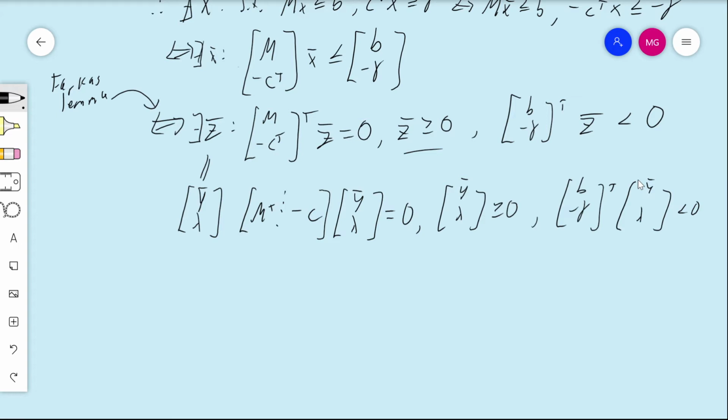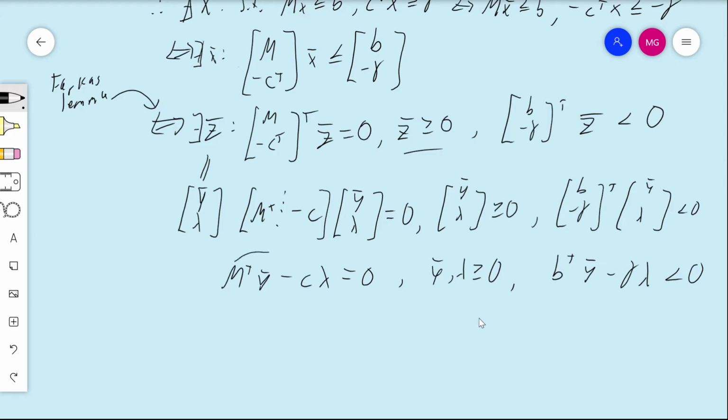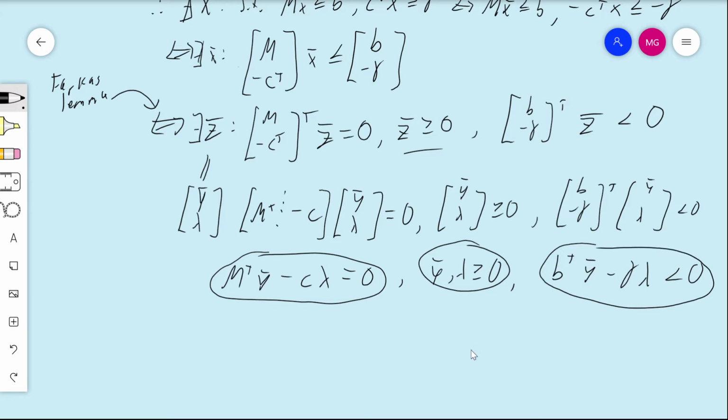You see, if we do the multiplication here, we're going to get M transpose y bar minus c times lambda equals 0. The next part will tell us that y bar and lambda are both non-negative, where lambda is, of course, just one component and y bar is the rest of the entire vector, but nonetheless, they're both non-negative. And then finally, b transpose y bar minus gamma times lambda is negative. With these three conditions, we're going to basically derive a contradiction, because if I just circle these three things real quick, we're going to use them and get this contradiction based on lambda.